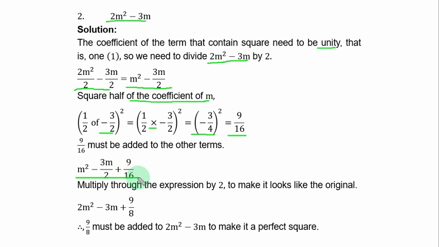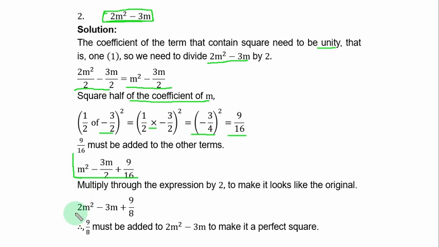What we did now is to add 9 over 16 to the other terms. Yet it is not a perfect square, because in a perfect square the term given to you must be present. To achieve that, from this step, what do we do? We multiply through by 2. So you multiply through the expression by 2 to make it look like the original.